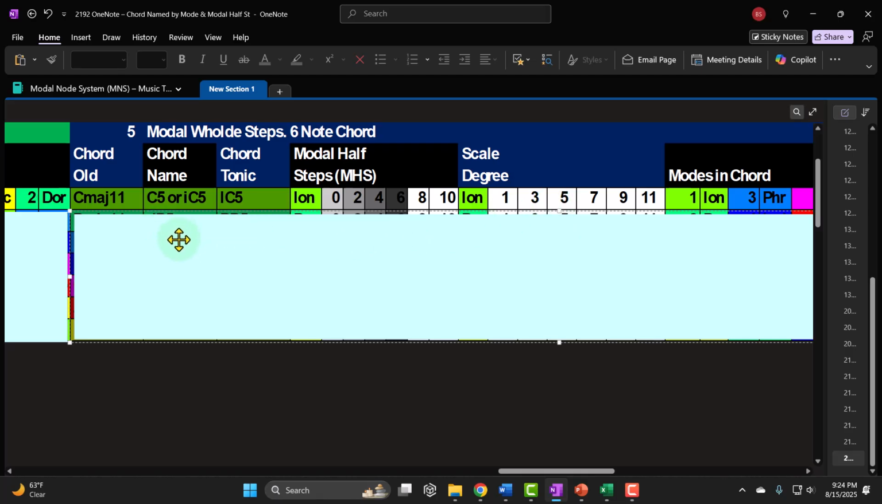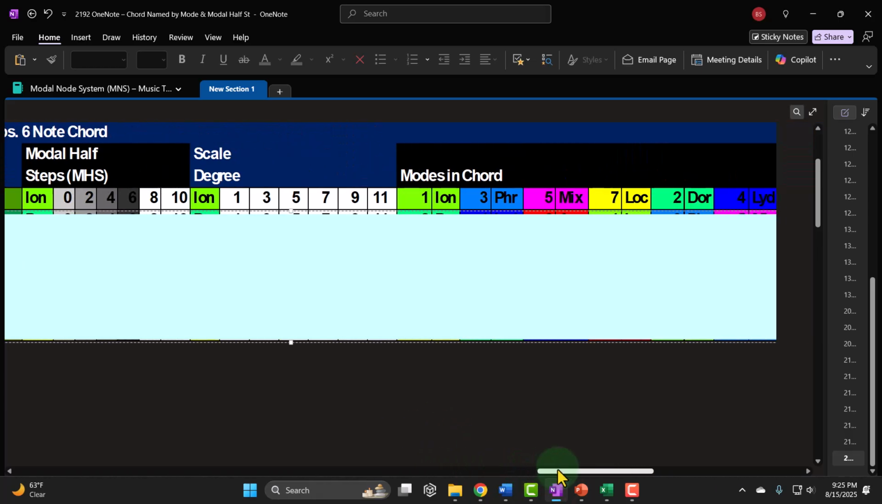We're going to say this is the 6th shade of yellow-green. It would be a C minor 11. The 11 is equivalent to the 4. It would be easier to call it just an Ionian 5-note chord or an Ionian C5, which means it's going to be 5 modal half steps up, which means it's a 6-note Ionian chord.